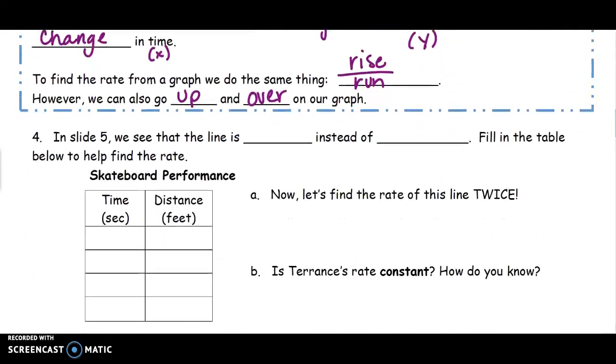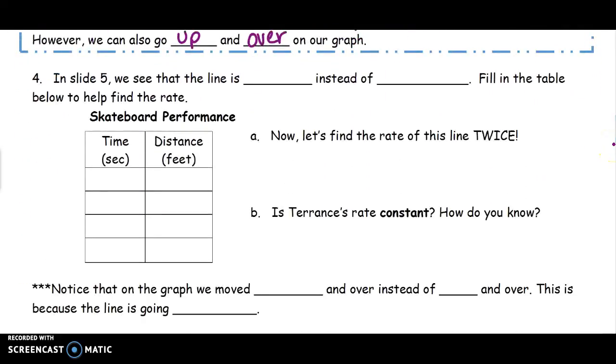Now we're going to look at a different type of graph. The first graph we looked at went up and then stopped, so we had a positive slope. Now this graph goes down. When a graph goes up, we have a positive slope. When a graph goes down, you have a negative slope. In this one, the line is decreasing instead of increasing.